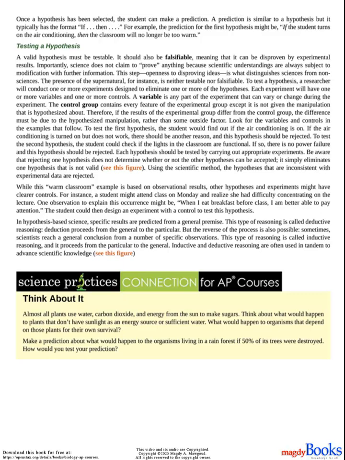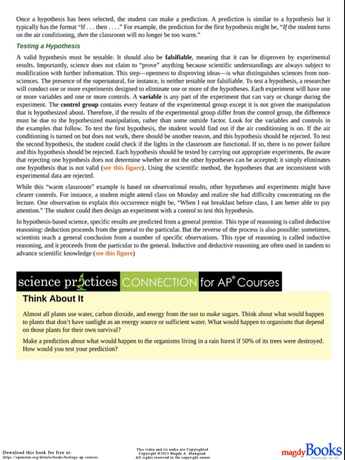B. Testing a hypothesis. A valid hypothesis must be testable. It should also be falsifiable, meaning that it can be disproven by experimental results. Importantly, science does not claim to prove anything because scientific understandings are always subject to modification with further information. This step, openness to disproving ideas, is what distinguishes sciences from non-sciences. The presence of the supernatural, for instance, is neither testable nor falsifiable.